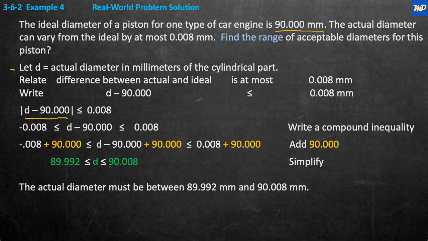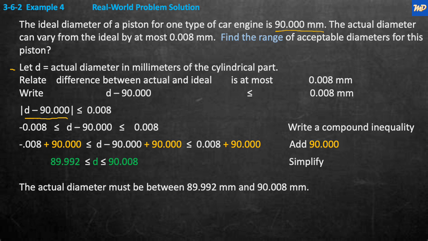So negative 0.008 plus 90 is less than or equal to D minus 90.000 plus 90, because what are we doing? We're going to use the additive property of equality to add the value we want to all three terms, because we're going to get the piston size. We're going to get 90, which is the ideal piston, minus 8 thousandths of a millimeter, and on the right-hand side, we're going to get 90 millimeters, the exact one we want, plus 8 thousandths of a millimeter.